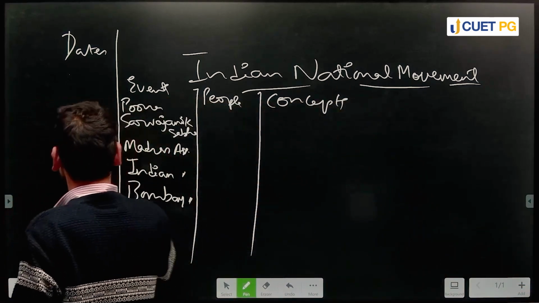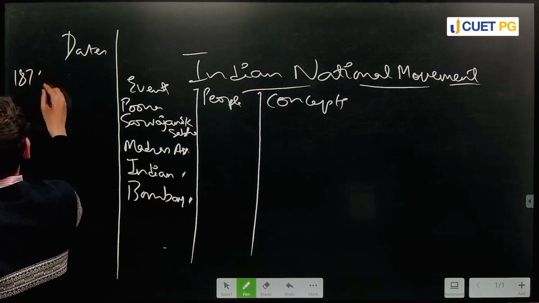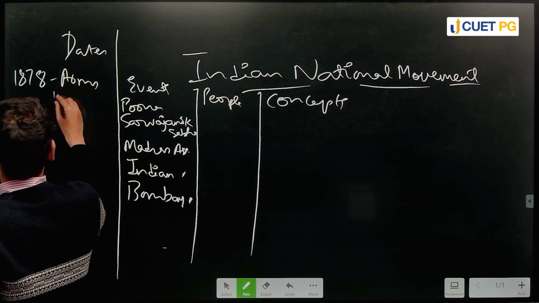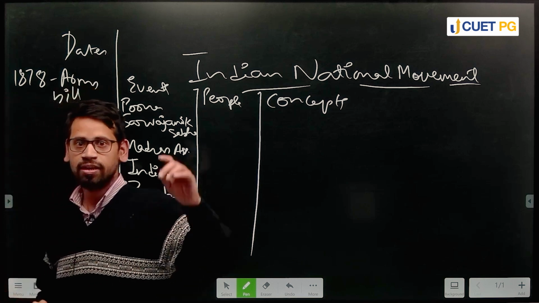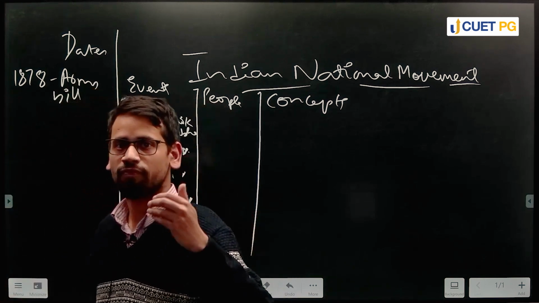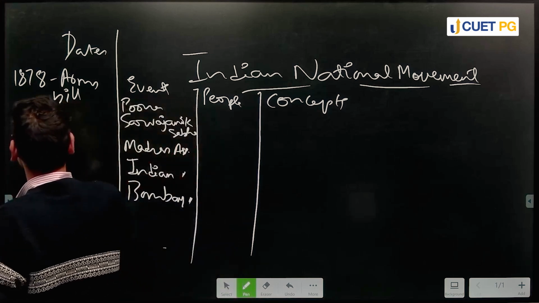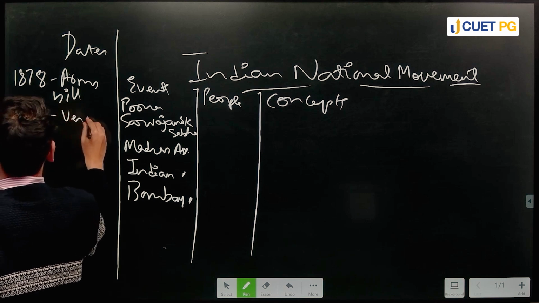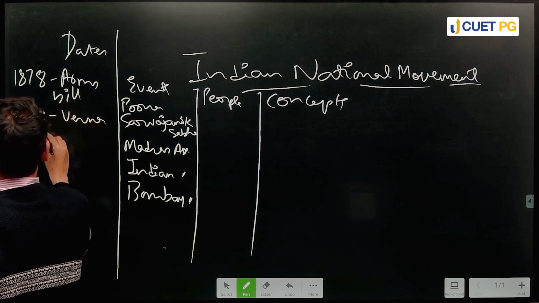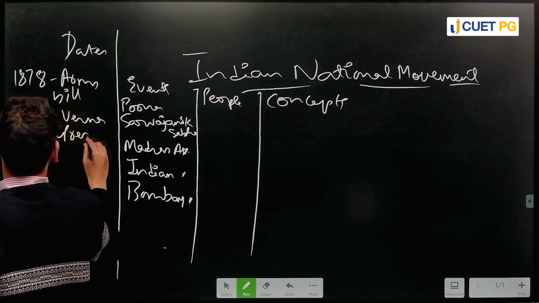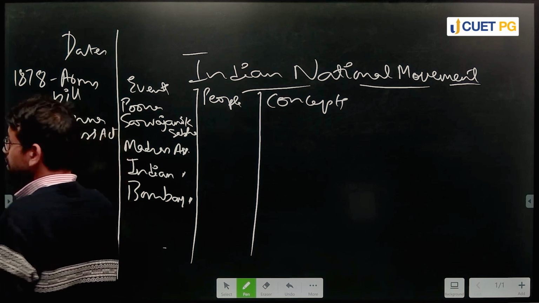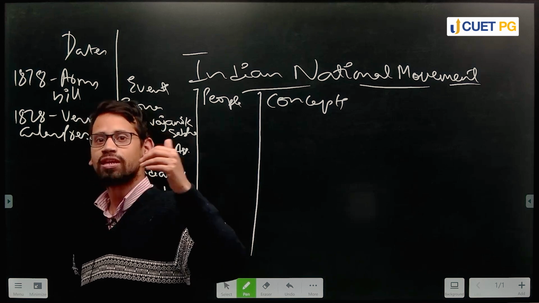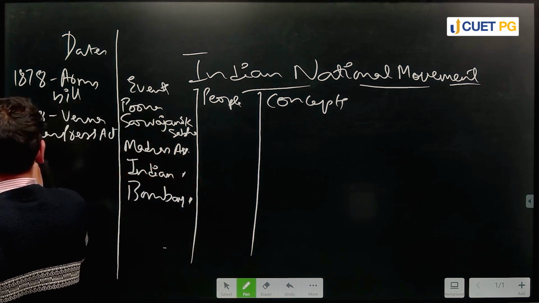Now, after this, there are certain important acts that you need to remember before the formation of the Indian National Congress. Dates like 1878. First thing that happened was the Arms Act. We restricted the possession of arms for civilians. 1878, Vernacular Press Act, which gave the Britishers the power to censor the reports of Indian newspapers.